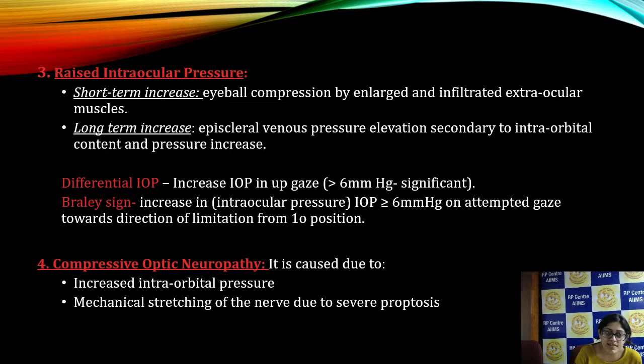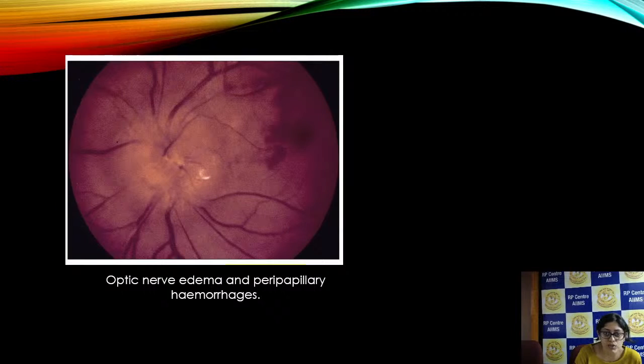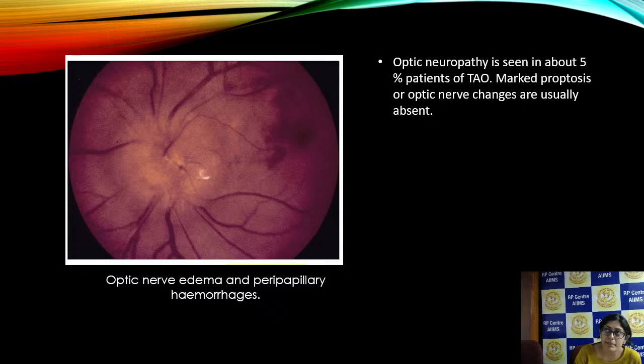Compressive optic neuropathy is seen mainly due to increased orbital pressure and also due to the mechanical stretching of the nerve due to severe proptosis. This is a classical image of an optic nerve edema with peripapillary hemorrhages, which is seen in thyroid eye disease, although it is seen in just about 5% of the patients.